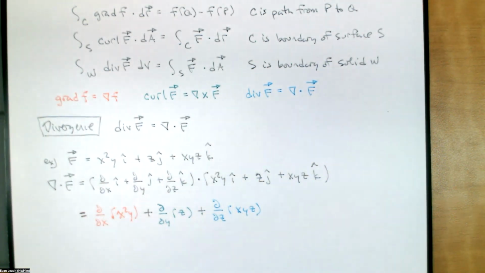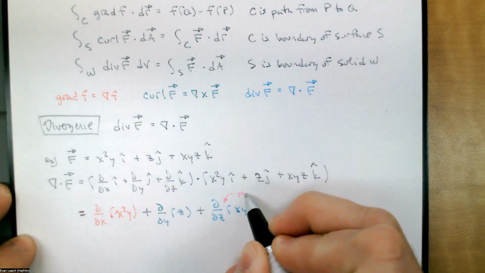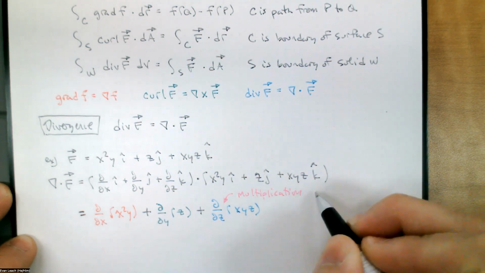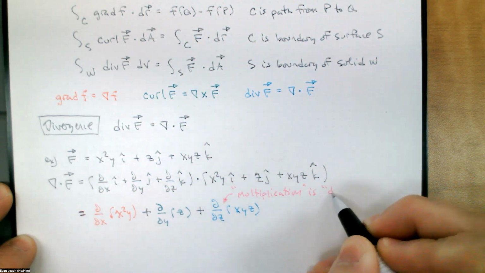This is going to result in a scalar function, which makes sense because when we find the dot product of vectors, we end up with a scalar. And in this case, instead of just multiplying the components, our multiplication is going to be apply the operator, do the operation. So here, the multiplication is do the operation.